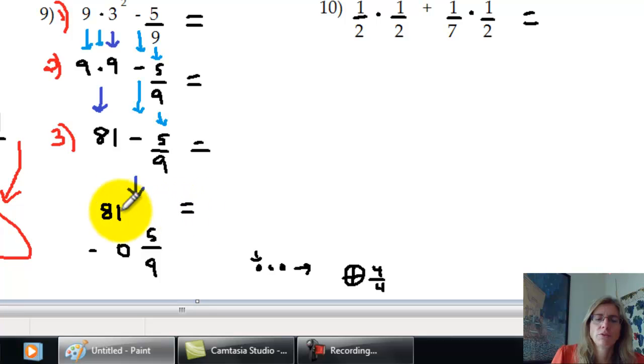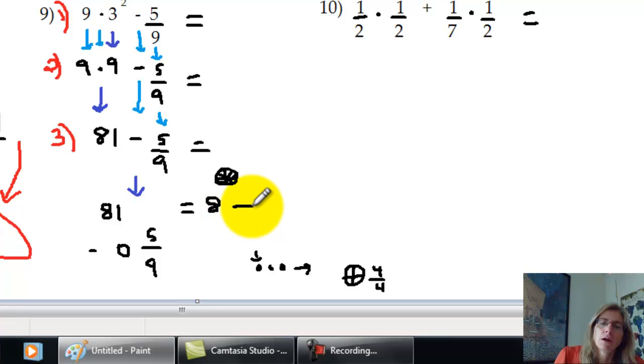So what we'll do is we'll take one piece out of the 81, that makes it 80. Take that one piece and we're going to cut it up into 9ths so we automatically have a whole piece cut up into the right number of pieces. Whoops, that should be the number 80. So that we have a fraction with the common denominator of the one that we need to subtract from.